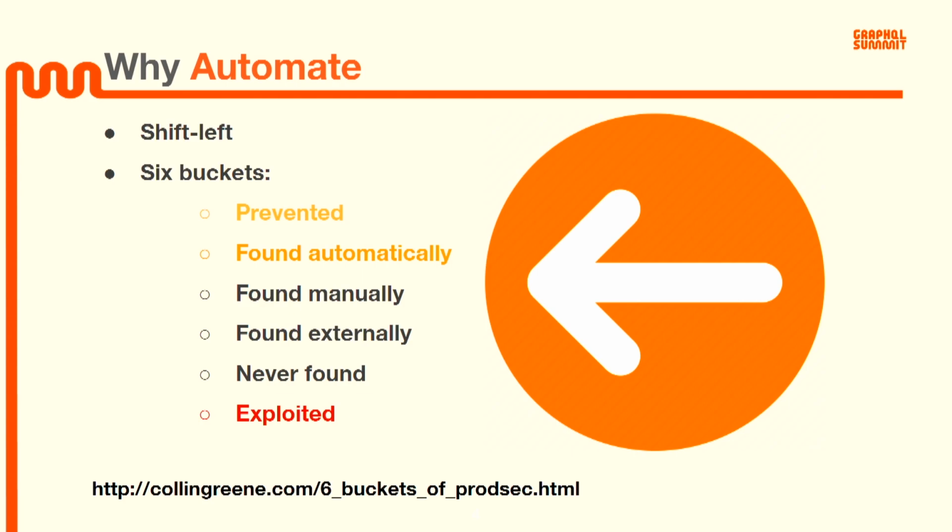So why do we want to automate? Borrowing from Colin Green's blog, it's pretty simple. We want to shift left, right? We want everything that isn't prevented to be found automatically. Obviously, all the rest of these just introduce more risk, more cost, and more work for us.